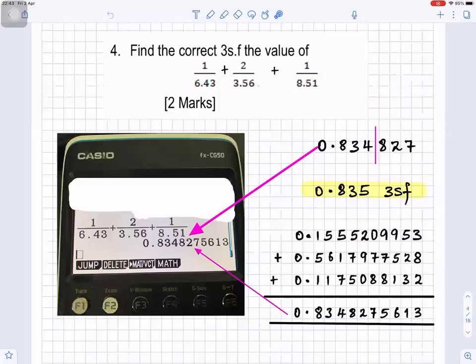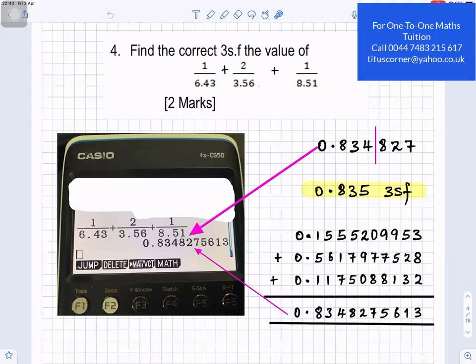Question number 4. Find, correct to 3 significant figures, the value of 1 over 6.43 plus 2 over 3.56 plus 1 over 8.51.